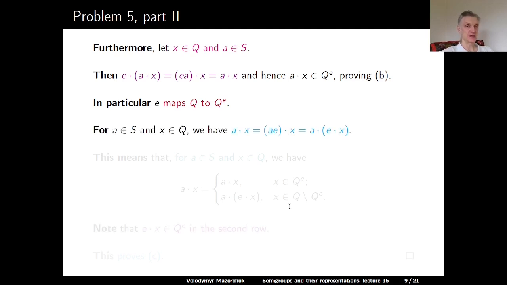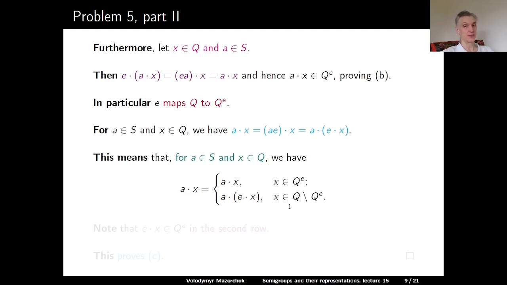So in particular, it follows that e maps Q to Q^e. Now for any element a in S and x in Q, we have that a applied to x is equal to ae applied to x, and this is equal to a applied to e applied to x. And this means that for a in S and x in Q, a applied to x is equal to a applied to x if x is in Q^e. Otherwise, a applied to x is equal to a applied to e applied to x if x belongs to Q minus Q^e. And here let us note that e applied to x is now in Q^e. So indeed the action of any a on any x in Q is fully determined by the action of a on Q^e and the action of e on Q. This proves C.